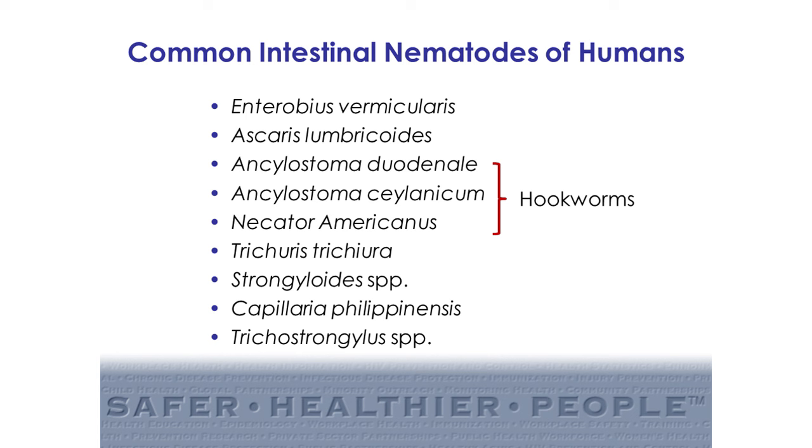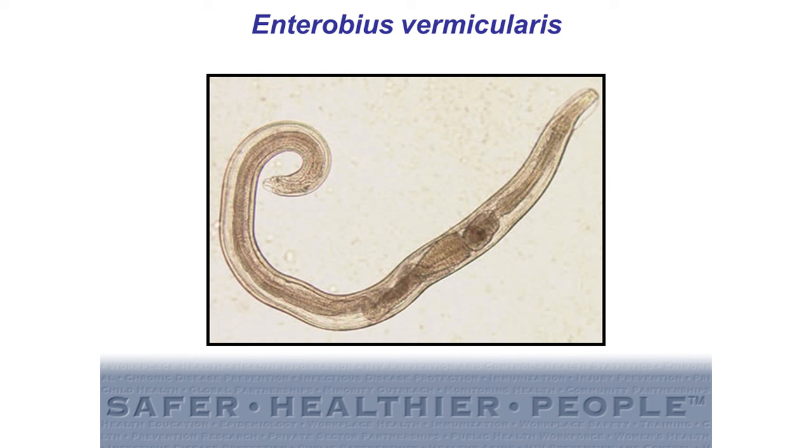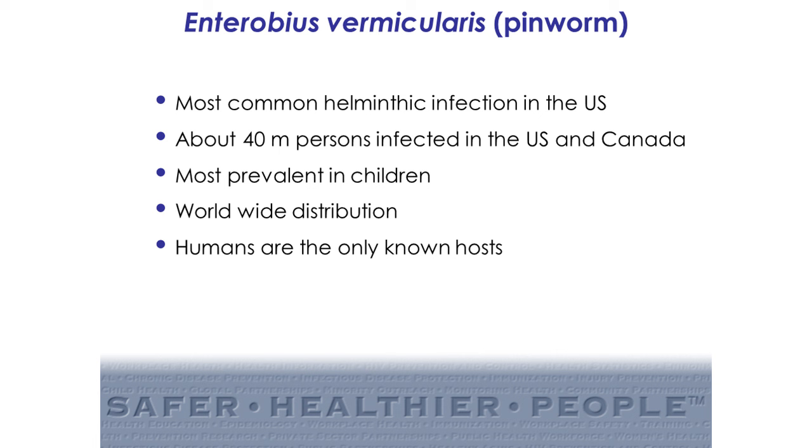First on the list is Enterobius vermicularis, commonly known as pinworm. It is the most common helminthic infection in the US. About 40 million persons are infected in the US and Canada. Nevertheless, it has a worldwide distribution, occurring primarily in children. Humans are the only known hosts.